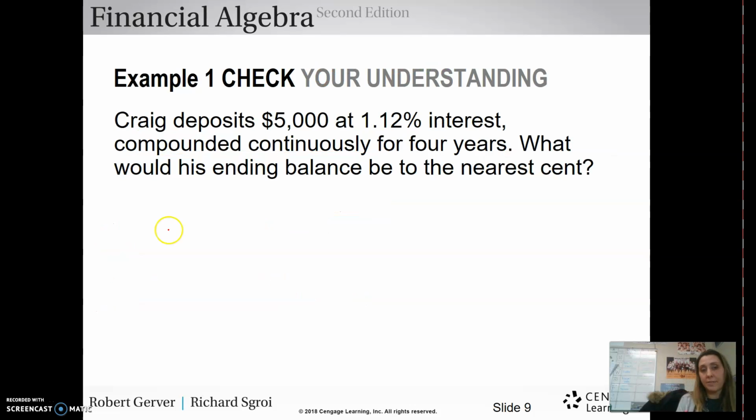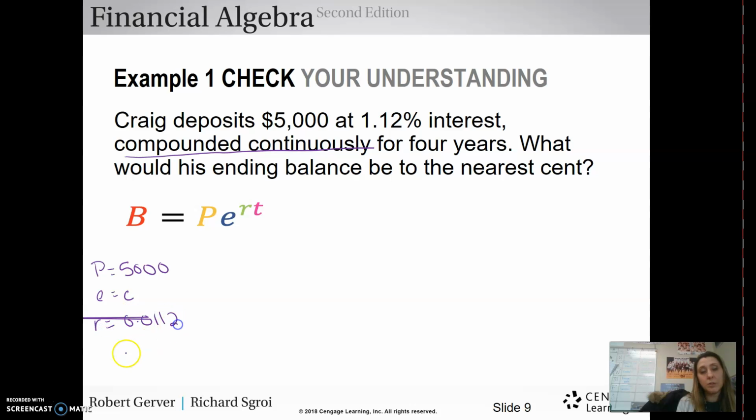All right, we're going to try this again. So I'm going to again put P is equal to 5,000. My E is equal to E, because I'm using the same formula because it's compounded continuously. My R is equal to 0.0112. My T is 4, and I'm going to plug all of that in.